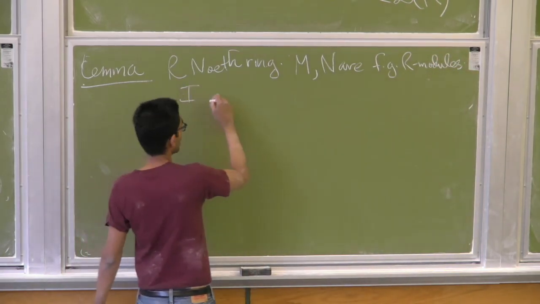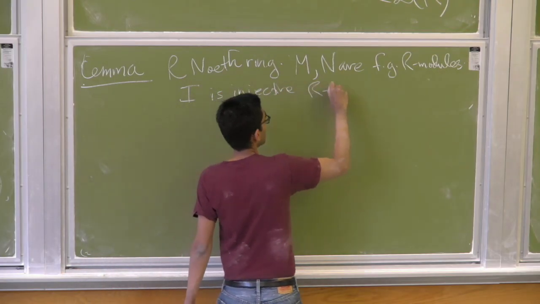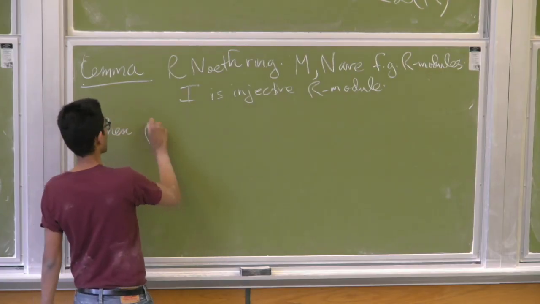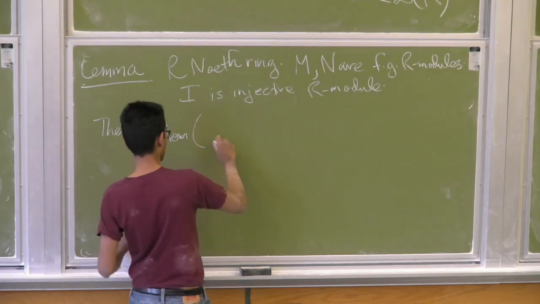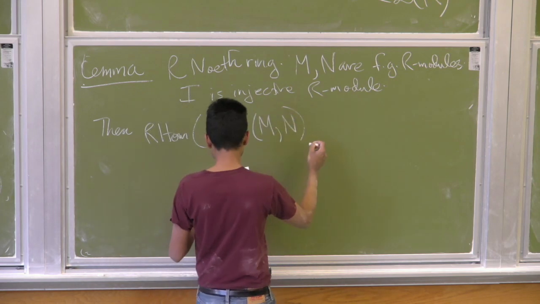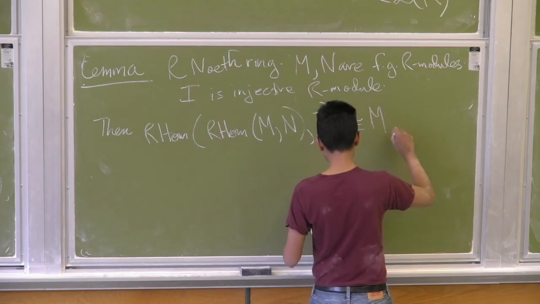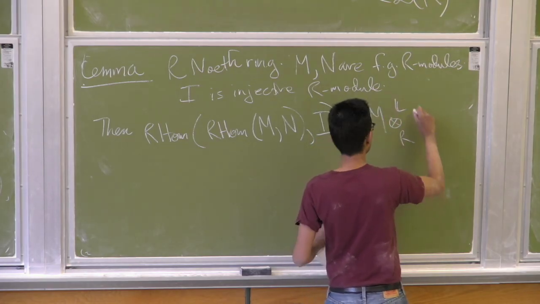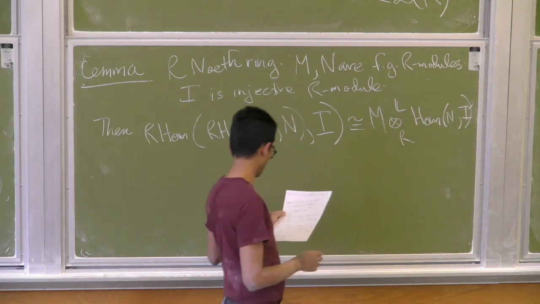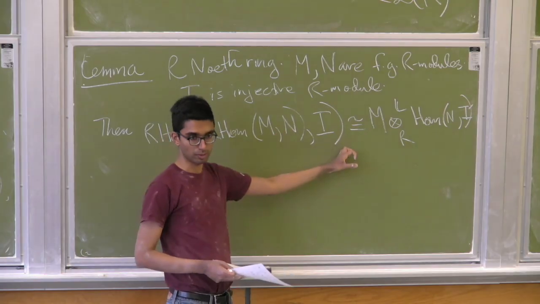And let I be an injective R module. So then the statement is that R Hom from M into N into I is the same thing as M derived tensor over R Hom from N into I. So the statement is that you have a natural isomorphism like this.